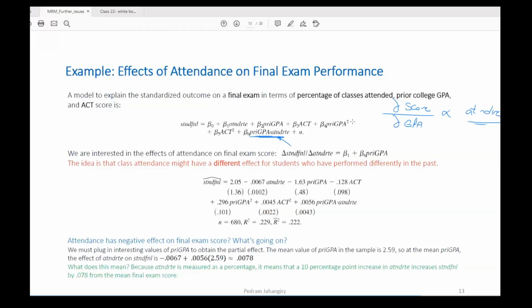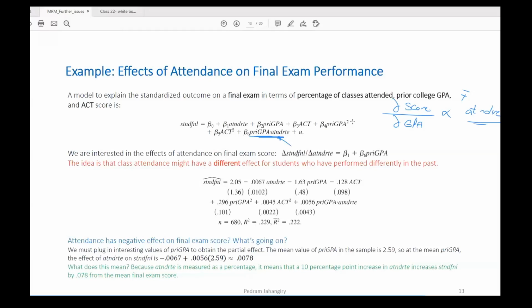Depending on if it has a negative effect or positive effect, but we have a story. We say that if your attendance rate was low, so think of it this way. I want to see what is the marginal effect of GPA on a score, right? If you have a high GPA, then maybe the marginal effect is higher or lower. But we are exploring the idea that this effect must depend on attendance rate as well.